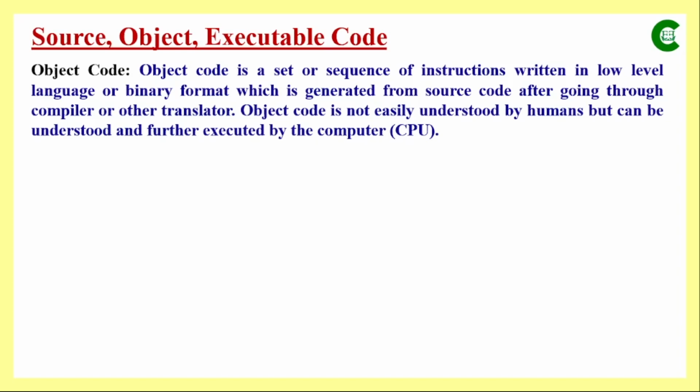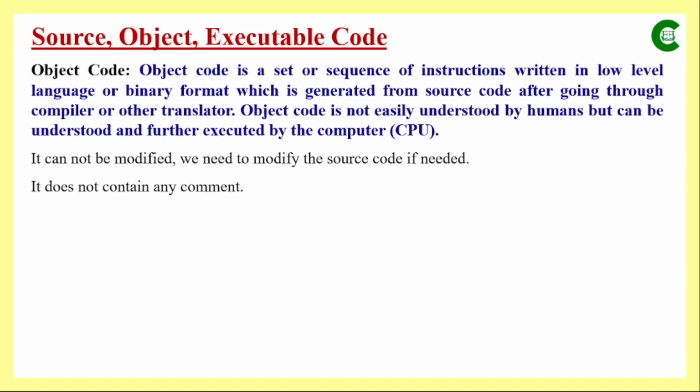Object code is not easily understood by humans, as I said, but can be understood and further executed by the computer, meaning here the central processing unit of the computer. The object code cannot be modified like source code. So if we have any change of requirement, then we have to modify the source code and then we have to recompile our source code. So accordingly, the object code will also be modified.